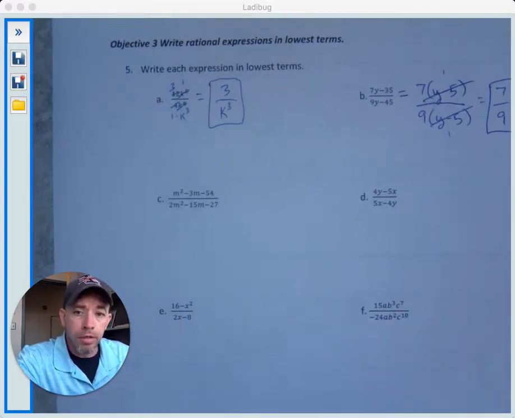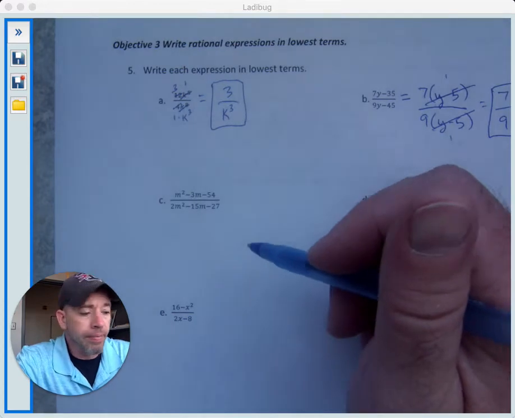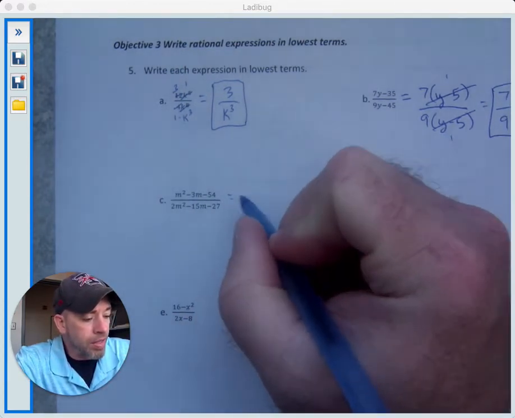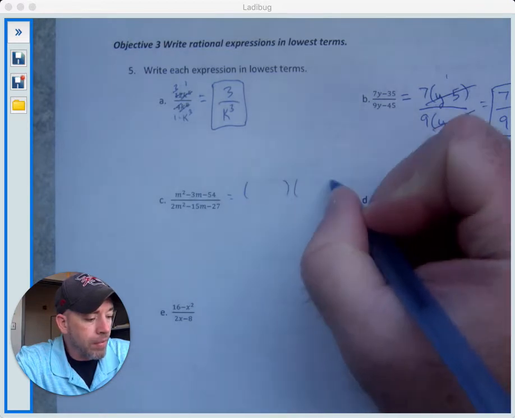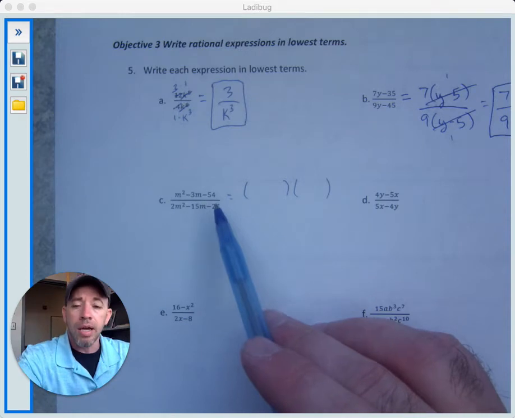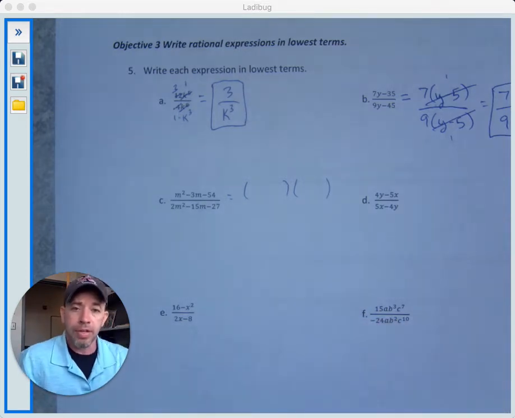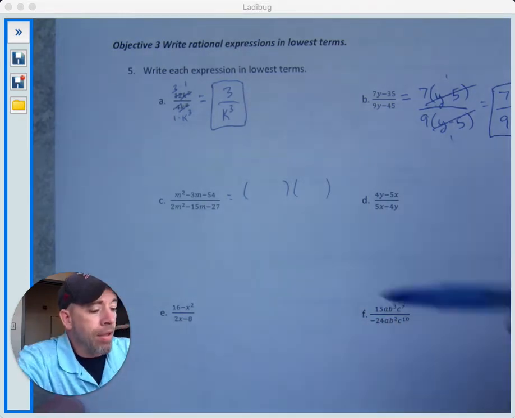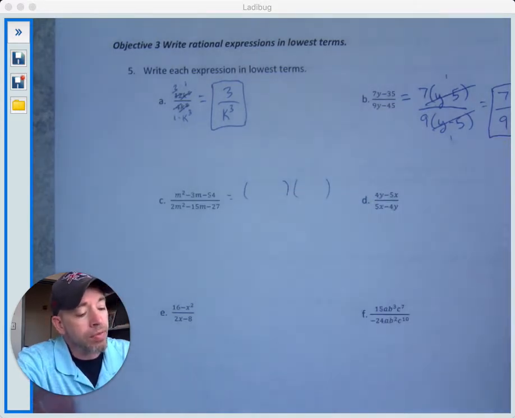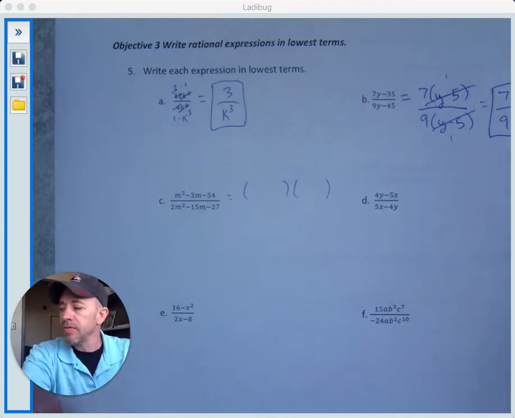This looks a little harder, but maybe we can handle it, right? On the top, can we factor that? I think the top's not too bad, right? Again, we can't start canceling anything until we have a product of something. Okay. All right. So 2 factors of negative 54 that add up to negative 3.